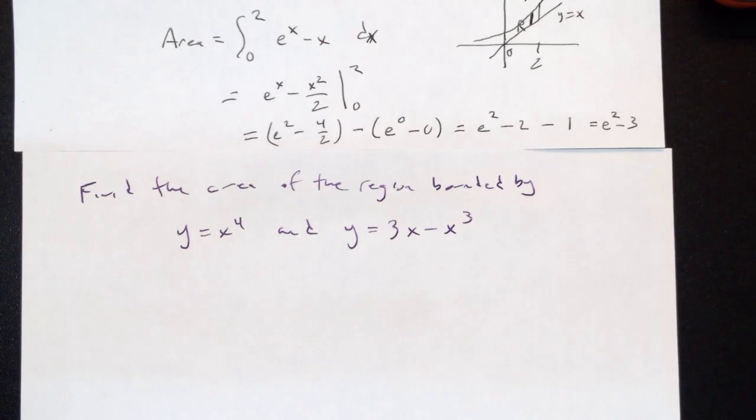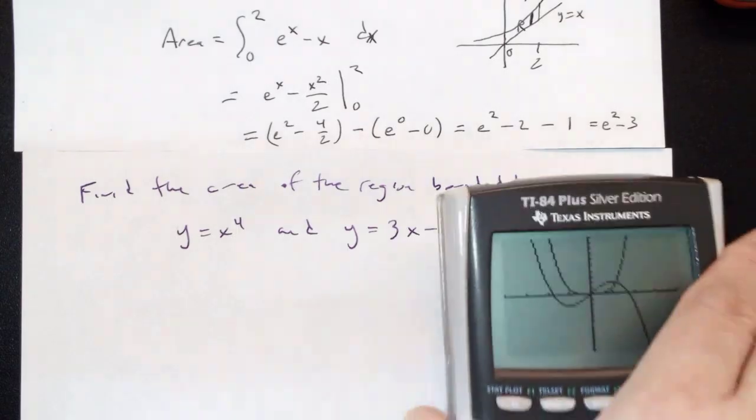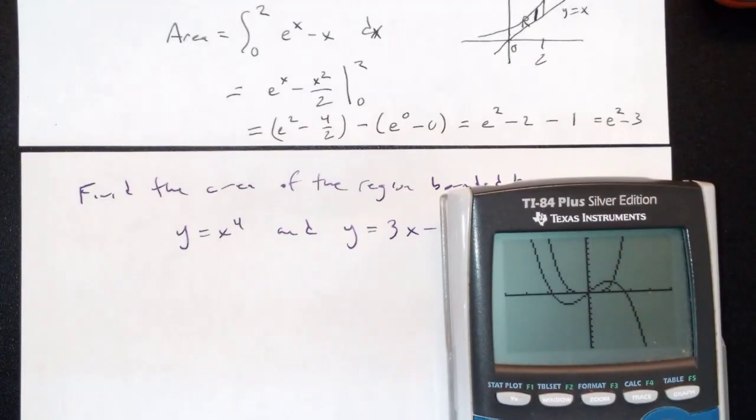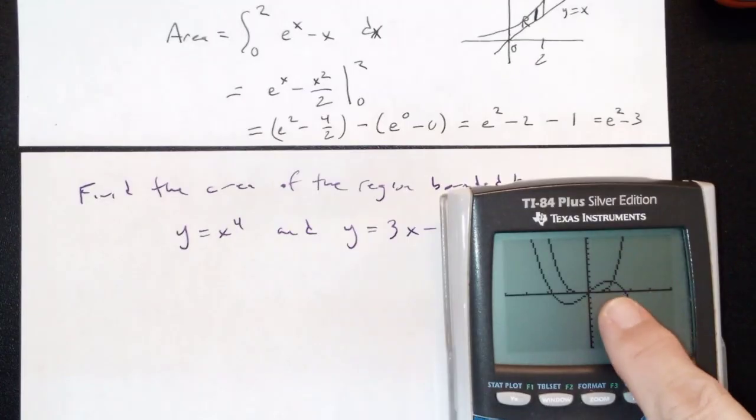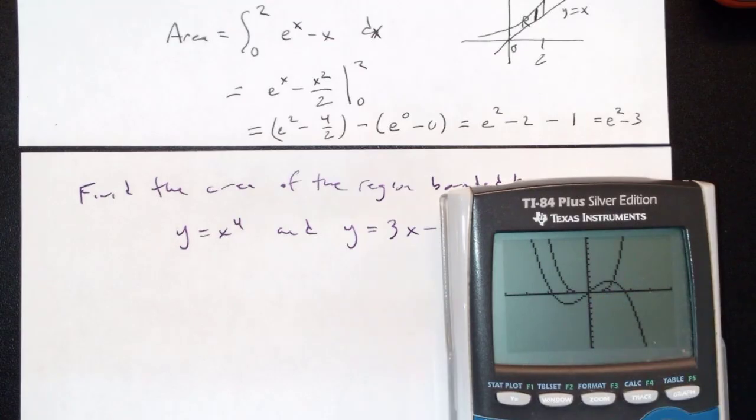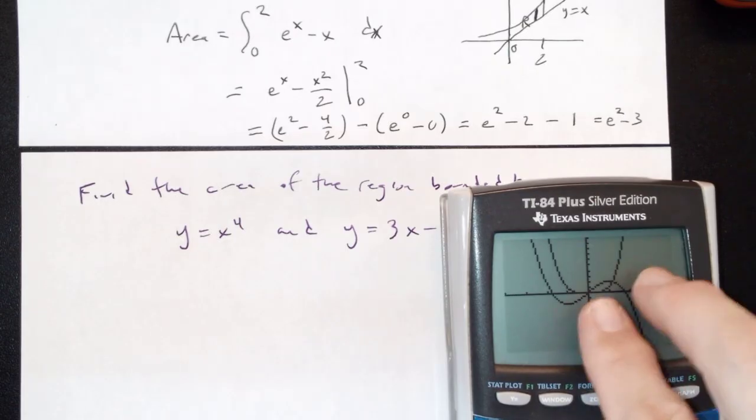This one's evil. There's my piece. That's my region bounded. I have this x to the fourth equation. It's kind of a fat flattened parabola. And then I have my 3x minus x cubed, my downward cubic here. So the cubic versus the degree 4 quartic, they do cross twice.